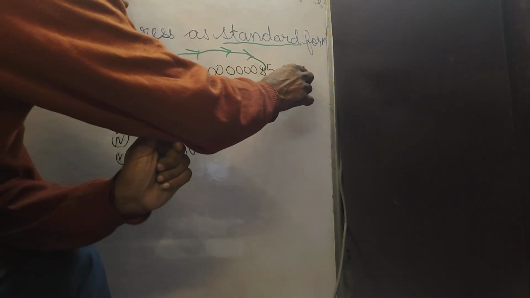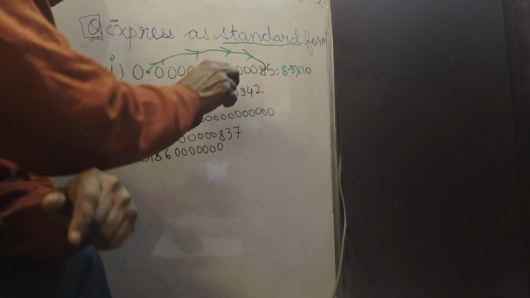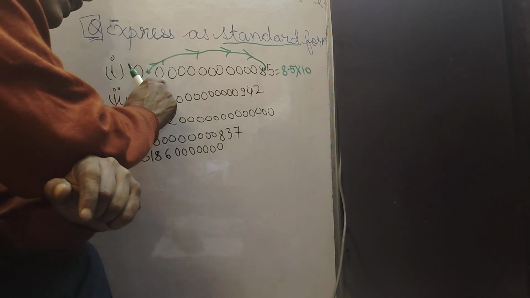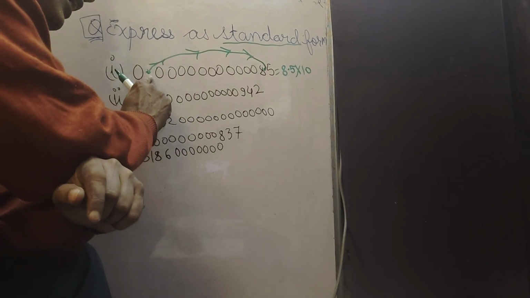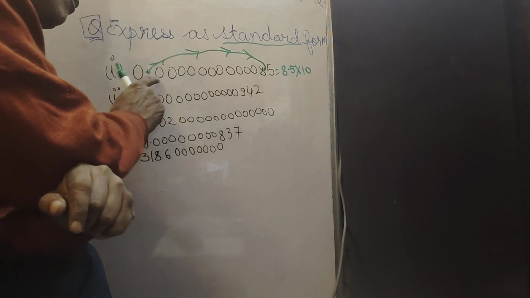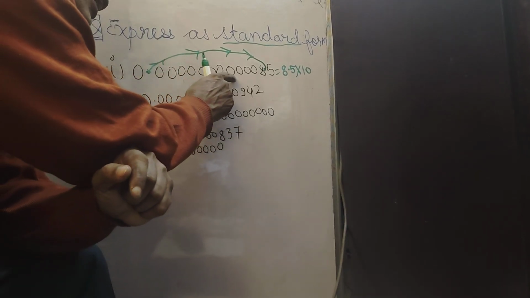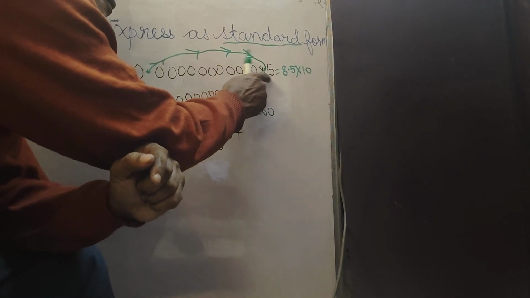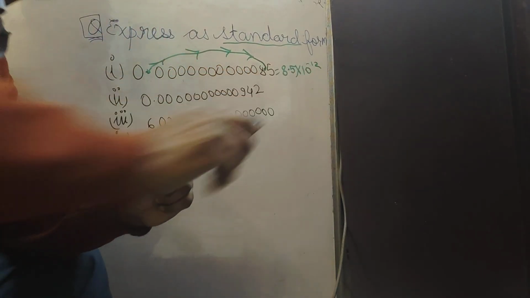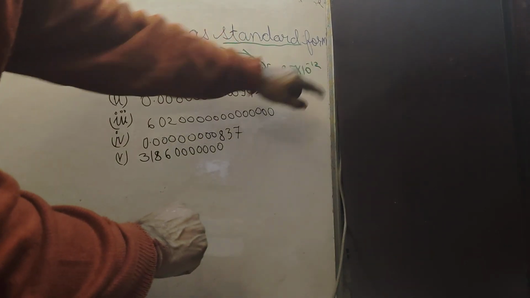And here we write base 10. This is called base. And how many digits are we shifting here? We can count 1, 2, 3. Here is the decimal, so this one we cannot count. So first, second, third, fourth, fifth, sixth, seventh, eighth, ninth, 10th, 11th, 12th. So we write negative 12. It is called 10 raised to the power minus 12.